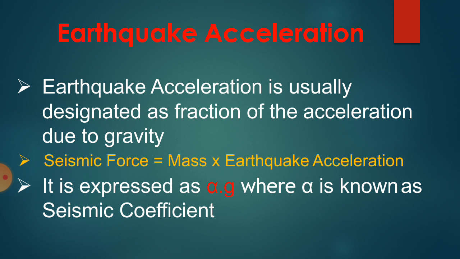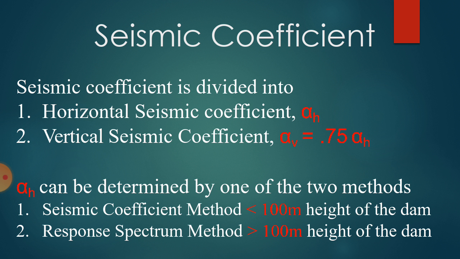Now earthquake acceleration is usually designated as a fraction of the acceleration due to gravity. The seismic force can be found with the formula mass times earthquake acceleration, and it can be expressed as alpha times g, where alpha is known as the seismic coefficient. The seismic coefficient is divided into two parts: the horizontal seismic coefficient, alpha h, and the vertical seismic coefficient, alpha v, which is equal to 0.75 alpha h.